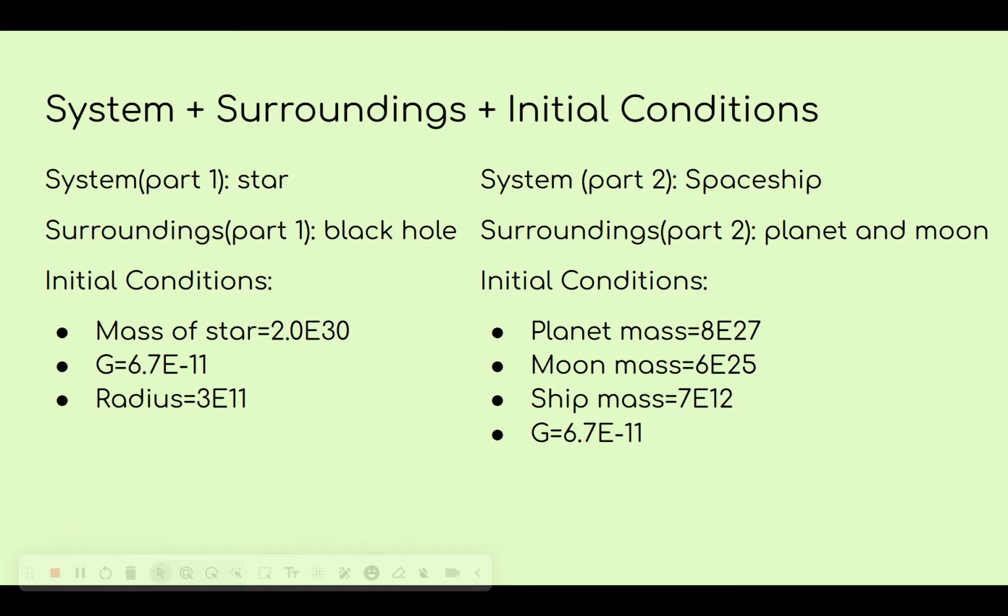The systems and surroundings and initial conditions. So for part 1, the system is the star, the surroundings are the black hole, and the initial conditions give you the mass, the big G, and radius. And then for part 2, you have the system as the spaceship, surroundings as the planet and moon, and initial conditions are the planet mass, moon mass, ship mass, and big G.